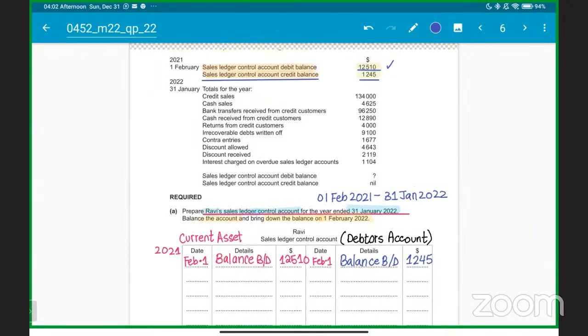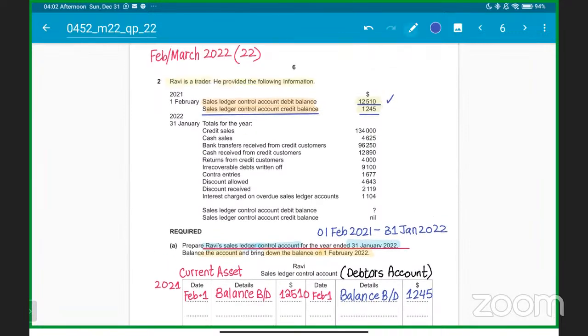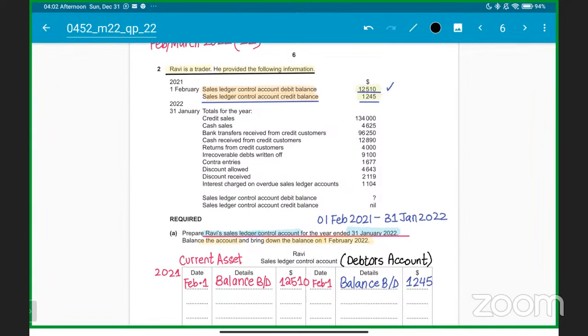We have sold them goods. Ravi has already sold goods to customers, but when the new year started on 1st February 2021, they hadn't paid the amount of $12,510. So this is an amount we still have to receive. This is going to be our asset. We are going to receive it in this year. So some customers owe Ravi $12,510. Follow the wording very carefully, okay? Understood? Clear?